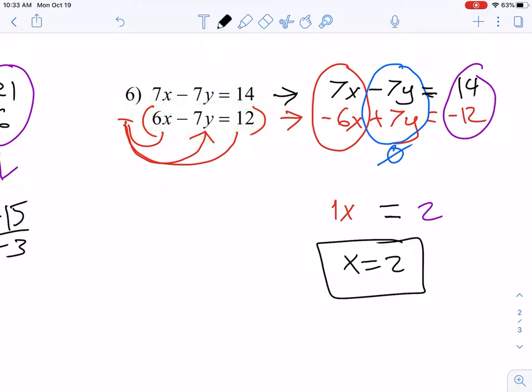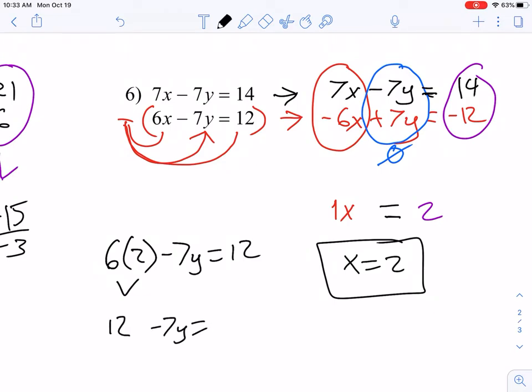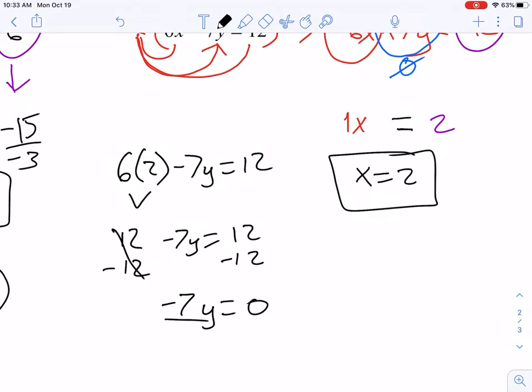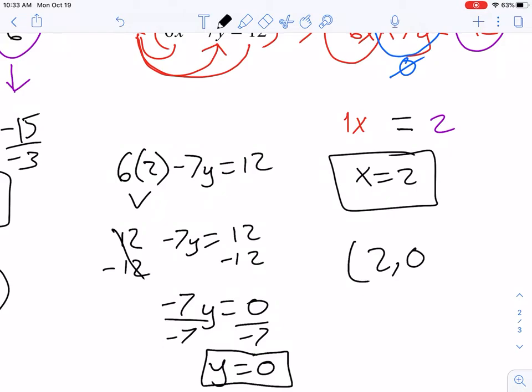So I'm going to say 6 times 2 instead of x minus 7y equals 12. 6 times 2 gives us 12 minus 7y equals 12. If I subtract 12 from both sides to start getting my y by itself, -7y equals 0. I can divide -7 to both sides, and y equals 0. And then as an ordered pair, (2, 0), x, y.